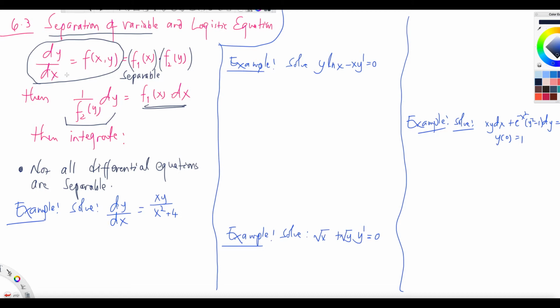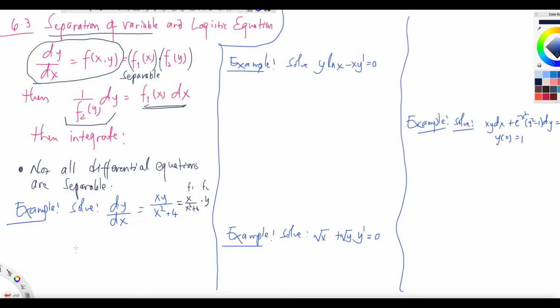Let us do the very first example. We have dy over dx equals x times y over x squared plus 4. Is it separable? Can you write this as a function of x times a function of y? Yes, because this is x over x squared plus 4 times y. So this is like f1, this is like f2. So this is a separable differential equation. Now how do I solve this?